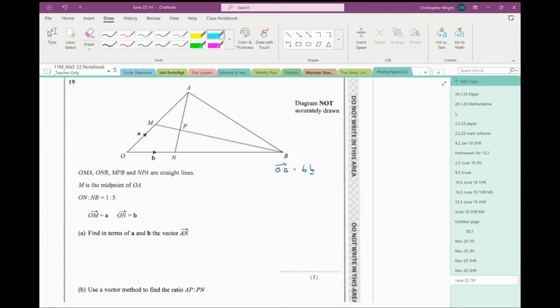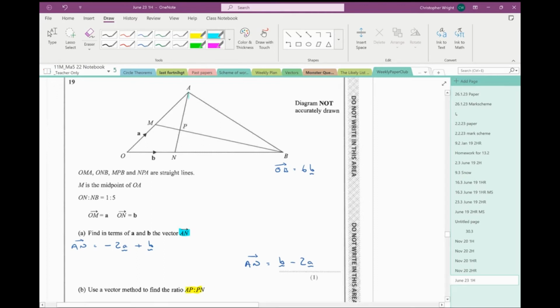Right. Okay, let's move on. Part A. Find in terms of A and B the vector A to N. Well, if I were going from A to N, I would first of all go an A backwards and an A backwards, and then a B forwards. So it's going to be 2 backwards A's plus a B, which we might like to write as B minus 2A.